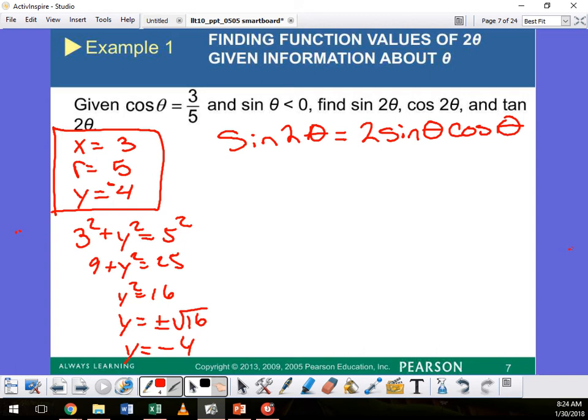So for this instance right here, it's going to be 2 sine. Now sine of theta is going to be what here? Negative 4 over 5, cosine. My pen glitched a bit. Let me erase all of this so I could rewrite it.